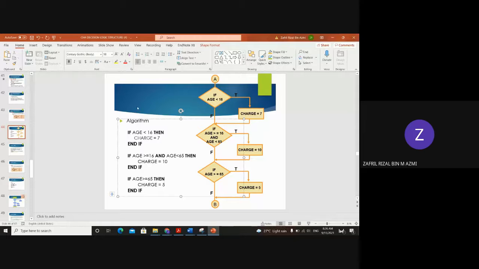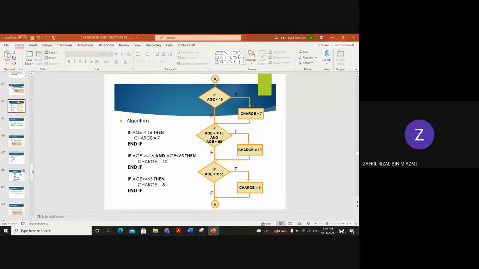Okay, everyone clear with this one? Straight through logic. Okay, very easy. I think the most confusing one is the negative logic structure.